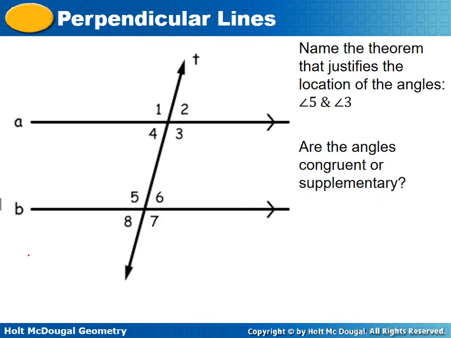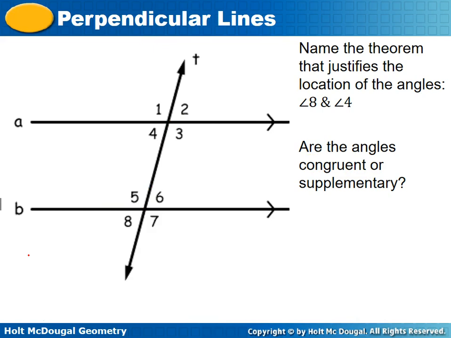The next one's 5 and 3. These are alternate interior angles because they are on alternate sides of the transversal and inside the parallel lines. And again, you can tell these are both obtuse, so they're going to be congruent.